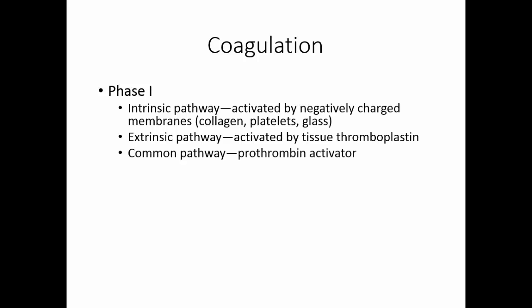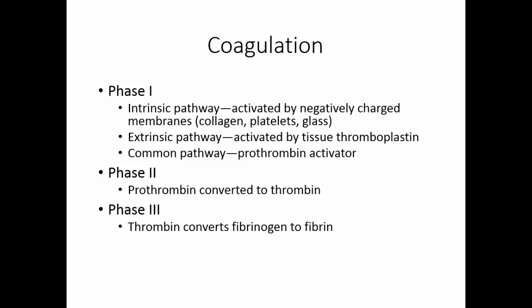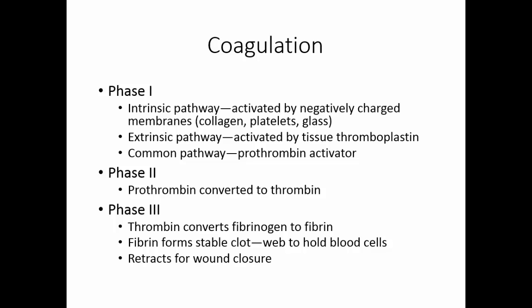Both pathways lead to a common pathway, and at the end of phase 1, no matter how we got there, we have something called prothrombin activator. In phase 2, prothrombin activator converts prothrombin to thrombin. And in phase 3, thrombin converts fibrinogen to fibrin. Fibrin is what forms the stable clot. It makes a web of fibers that hold blood cells in place. Also, after a few hours, fibrin begins to retract or shorten, and this helps with wound closure.